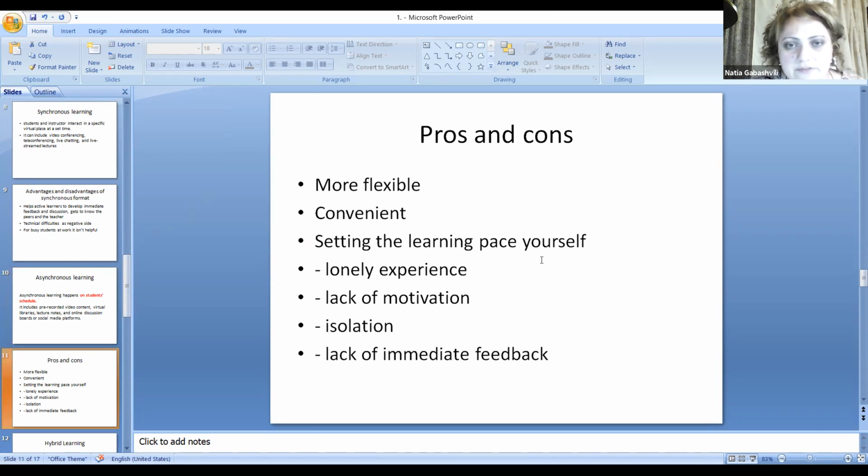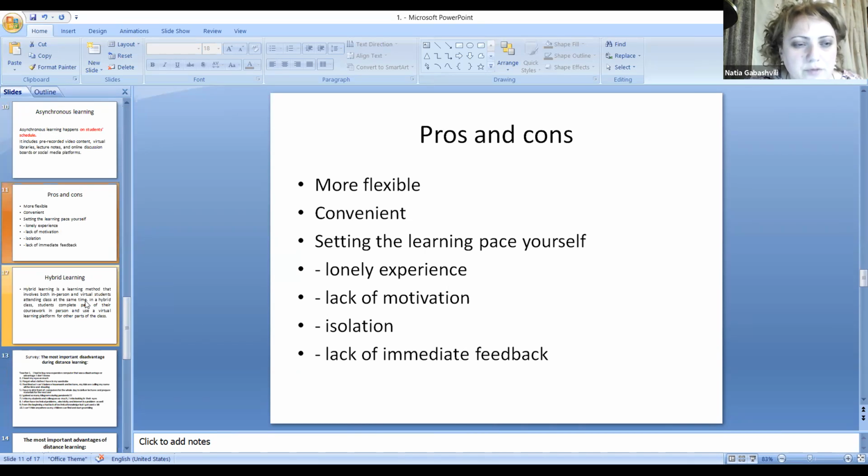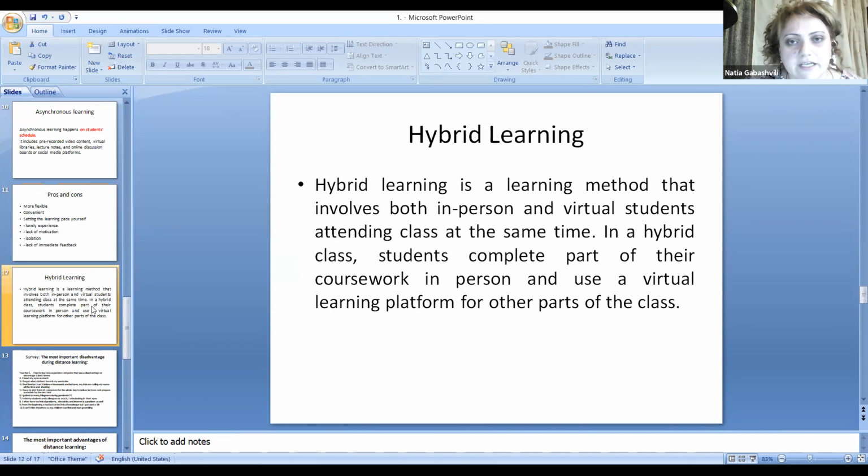As for the negative sides of this, it could be a lonely experience because of the lack of social contacts. Students have a lack of motivation because they don't have immediate feedback on what they learn, and they are very isolated. The final form of distance learning is hybrid learning.